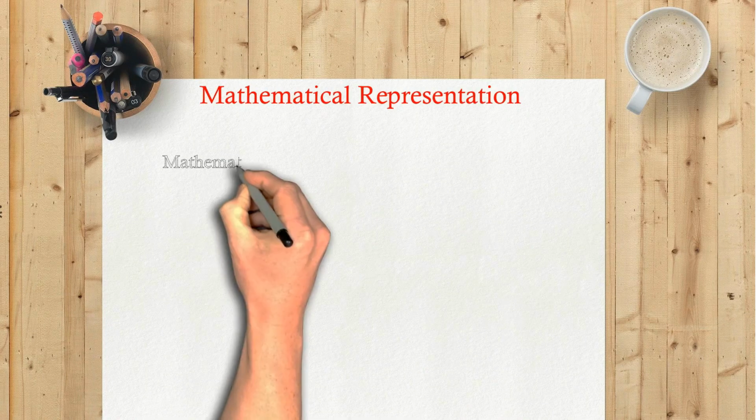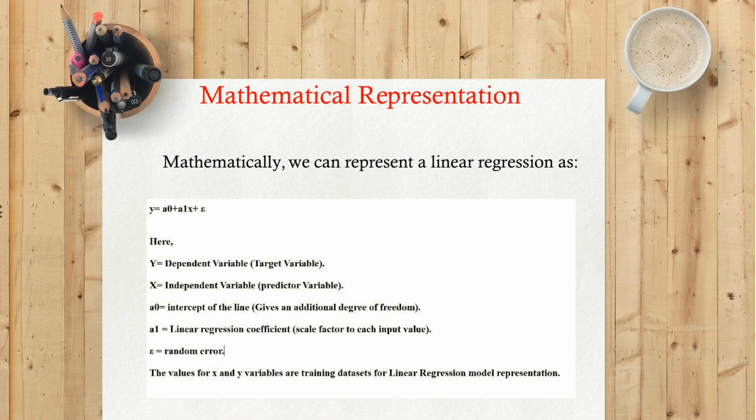Mathematical representation. Mathematically, we can represent a linear regression as y equals a0 plus a1 x plus epsilon. Here, y equals dependent variable, target variable, x equals independent variable, predictor variable, a0 equals intercept of the line, gives an additional degree of freedom. a1 equals linear regression coefficient, scale factor to each input value. Epsilon equals random error. The values for x and y variables are training datasets for linear regression model representation.